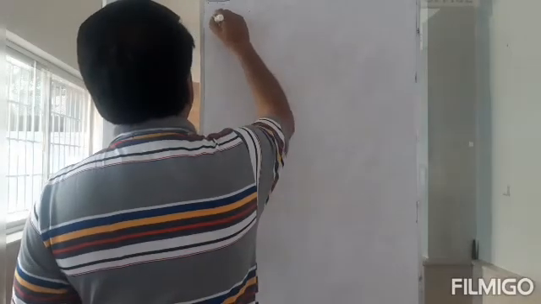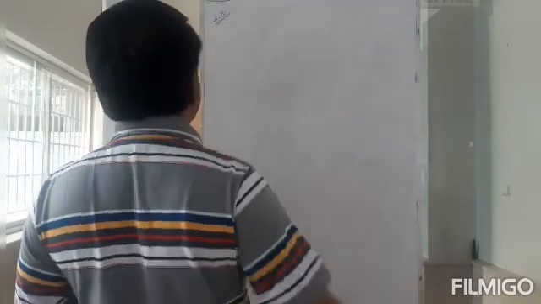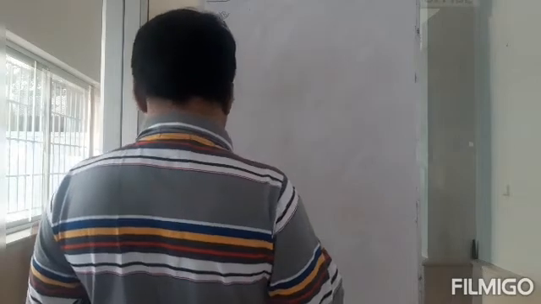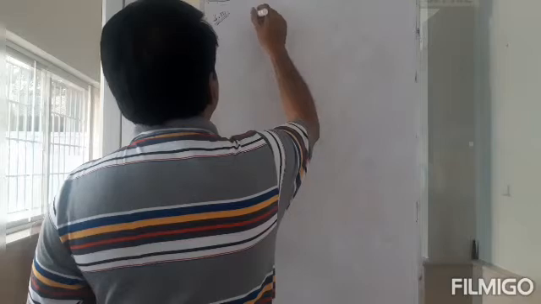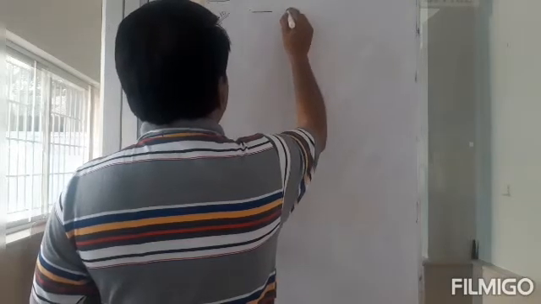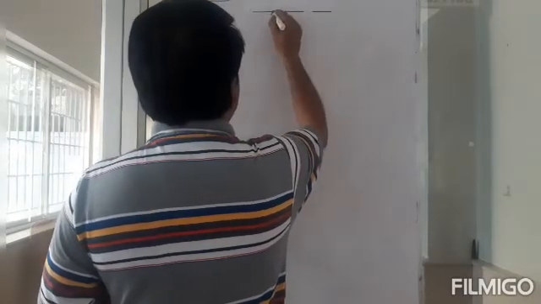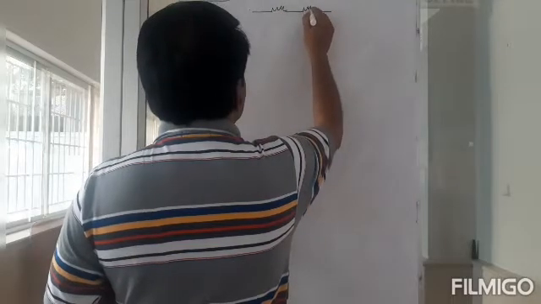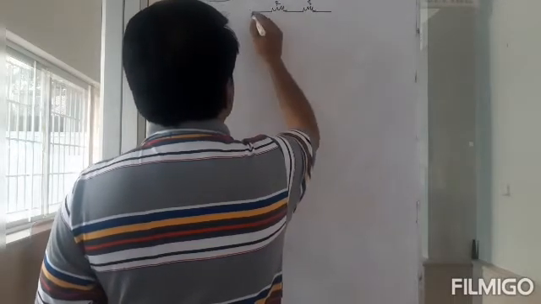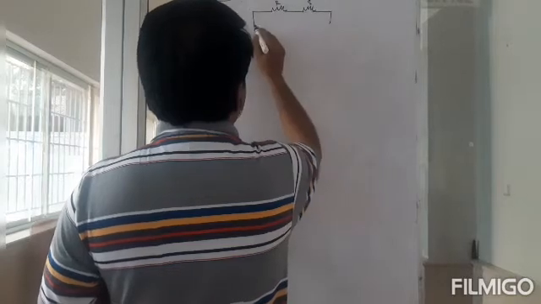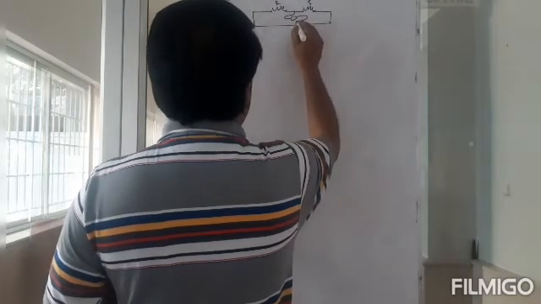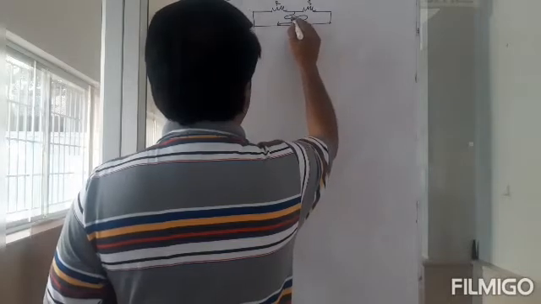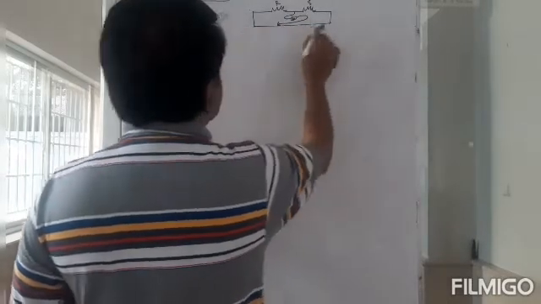Okay, so the meter bridge. It's like this. You have R here and then S here. R, S, and there is this wire, and here you have a galvanometer. This is a galvanometer, right? So this is the meter bridge basically.